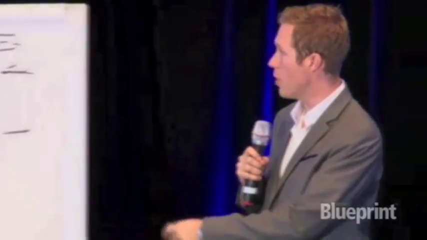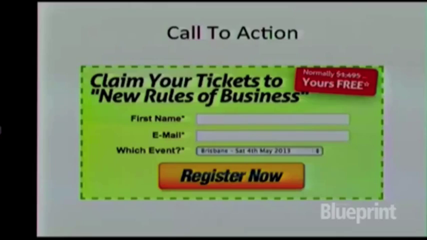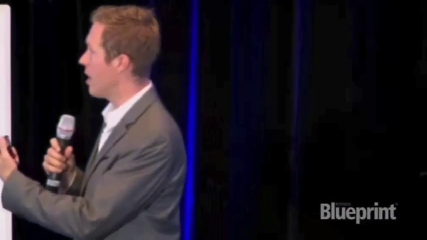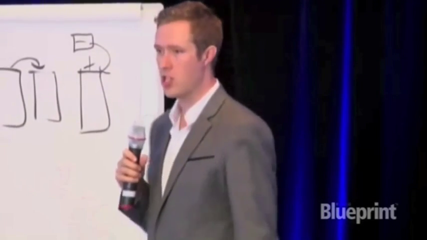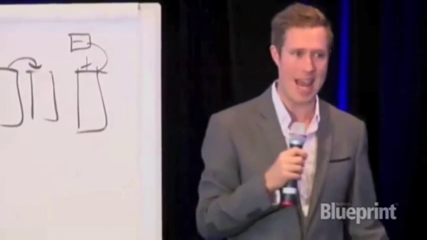The last thing I want to show you is obviously the New Rules of Business opt-in box, and this is for people attending the New Rules of Business seminar. Again, very, very straightforward. Your call to action should be very straightforward. Tell them exactly what you want, and that is to claim your tickets to New Rules of Business. We've got a value there. It's valued at almost $1,500, but it's yours free. And then we've got the information that Dale wants, and then register now. Again, straight to the point. It is a call to action, a call to arms. That's what you're asking for.